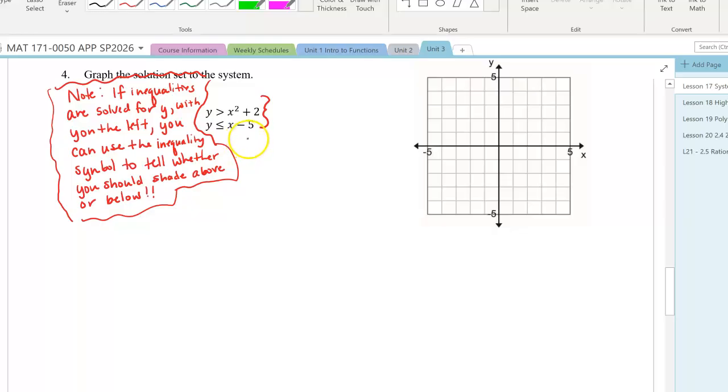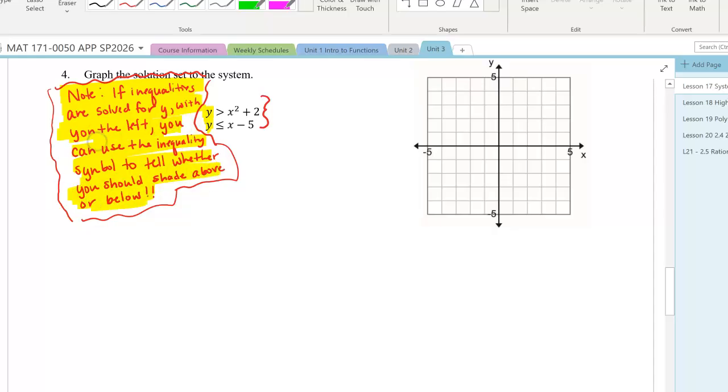Now, in the previous video, I talked about this, and I said I would write it down, and here's a perfect place to put it in your notes if you'd like to. What this is saying is that if the inequalities are solved for y with y on the left, so y has to be all by itself on the left-hand side, then you can use the inequality symbol to tell whether you should shade above or below.